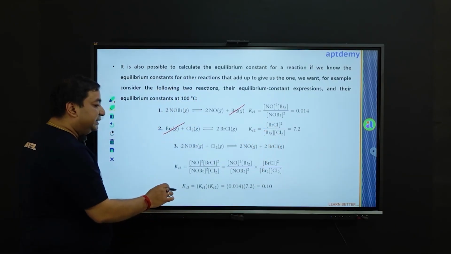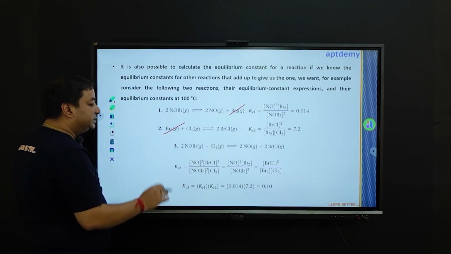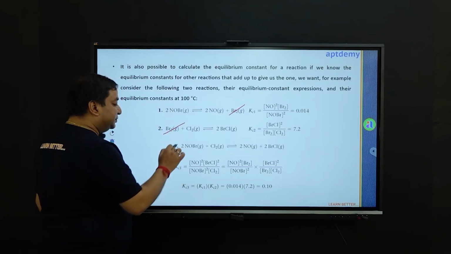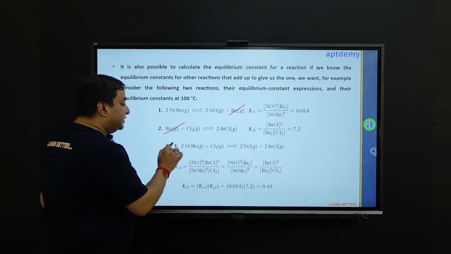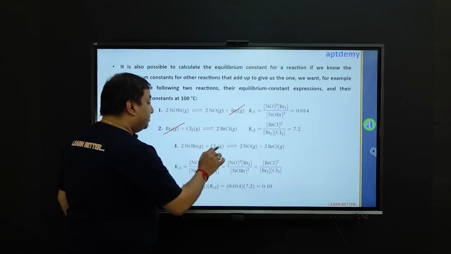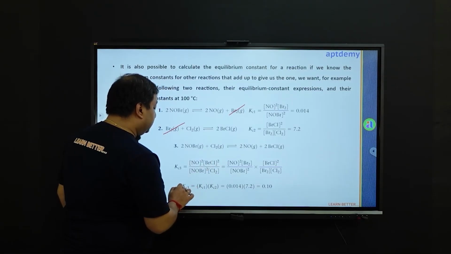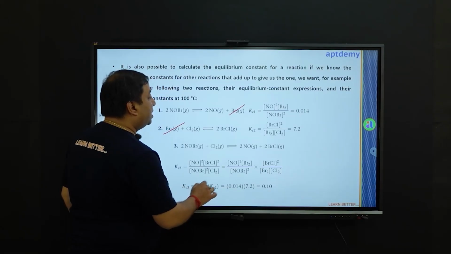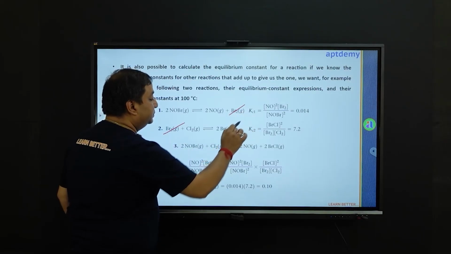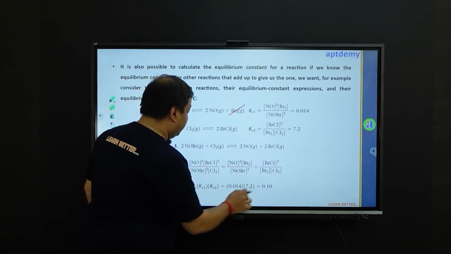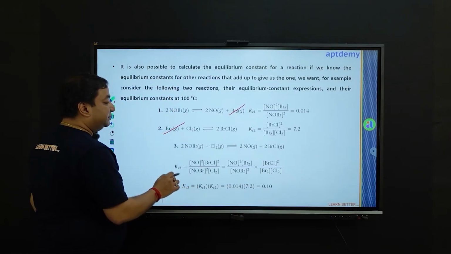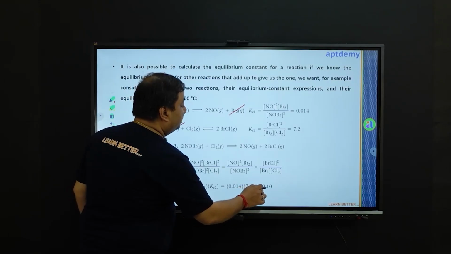So we can now say, for the equilibrium constants, when we add two such equations, the third equation that we obtained, if we write the equilibrium constant expression, the new equilibrium constant will be just the product of the equilibrium constants of equation 1 and 2. And so from that we can calculate the value of the equilibrium constant, and we find that it is going to be 0.1.